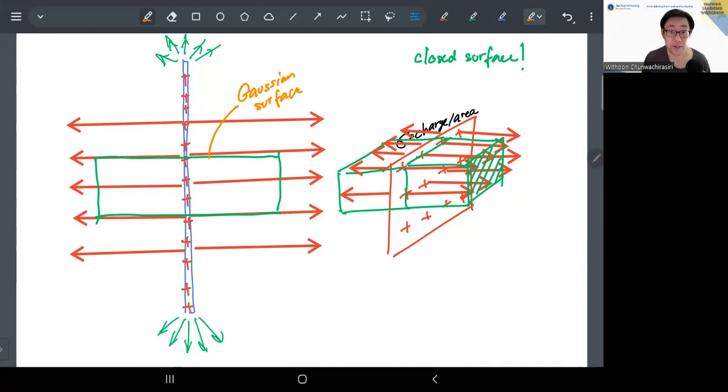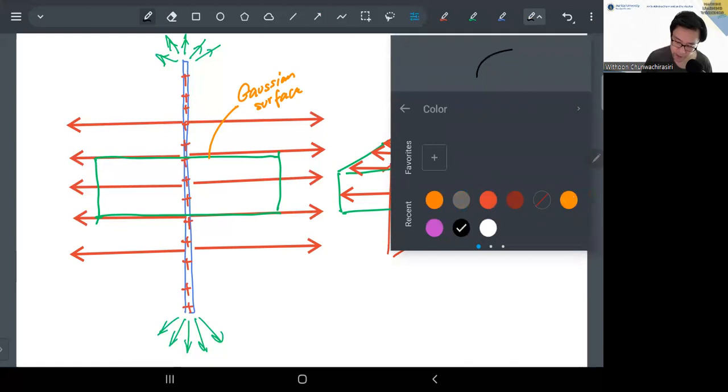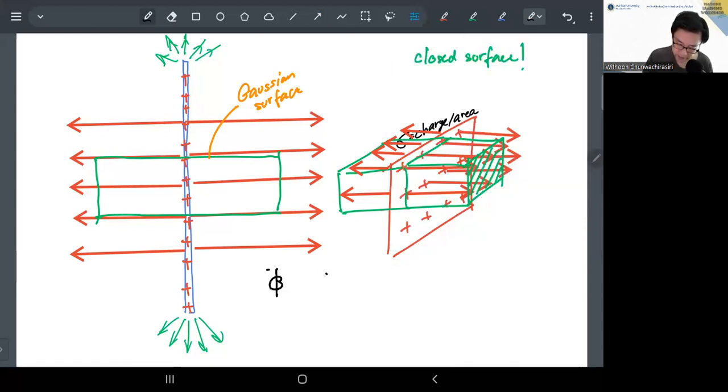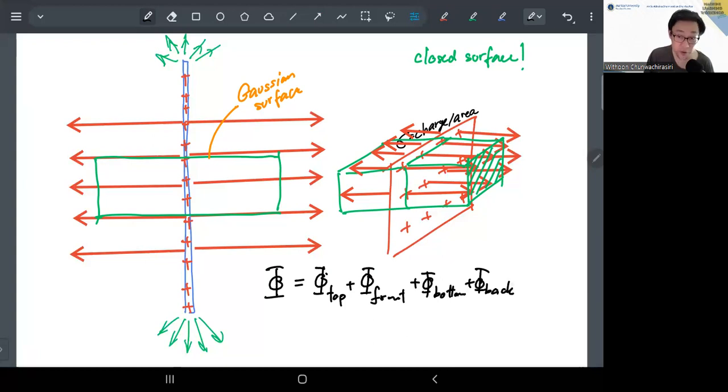So let's do that. What we want to do next is calculate the flux on this box right here. What we said is, you have the top, the front, the bottom, the back. These are all zero. The top is here, nothing. The front is here, nothing, no penetration. The bottom, no. The back, no.